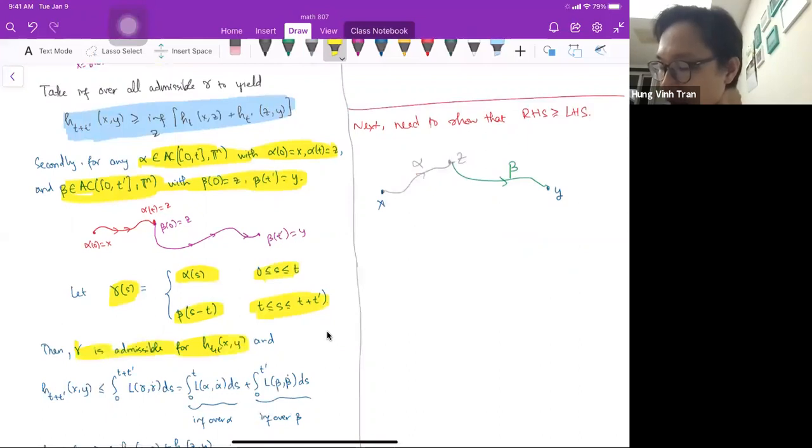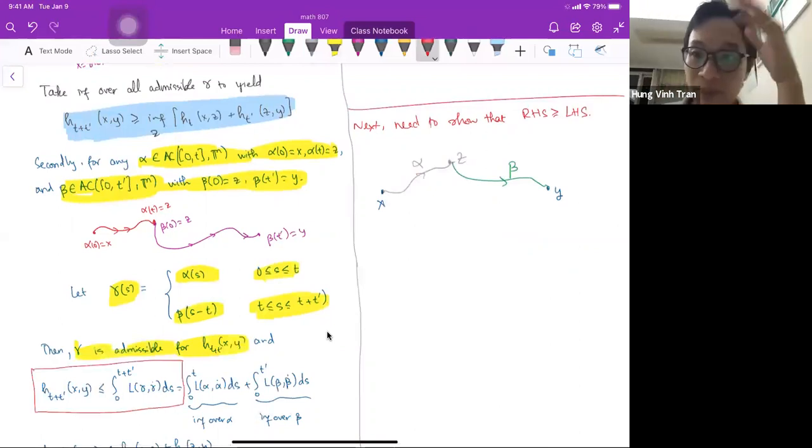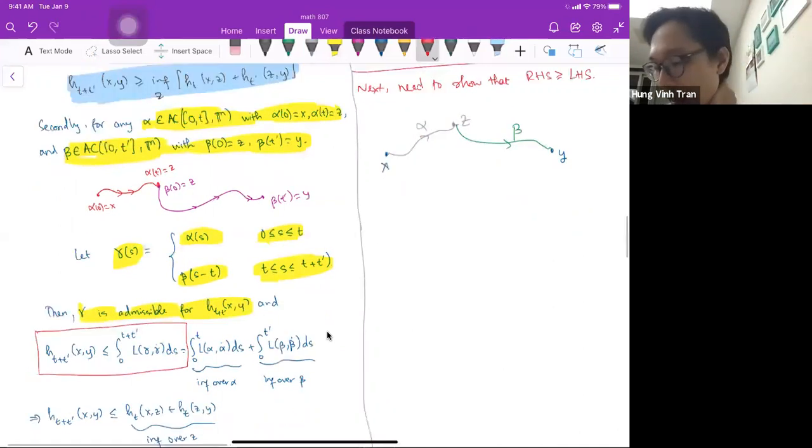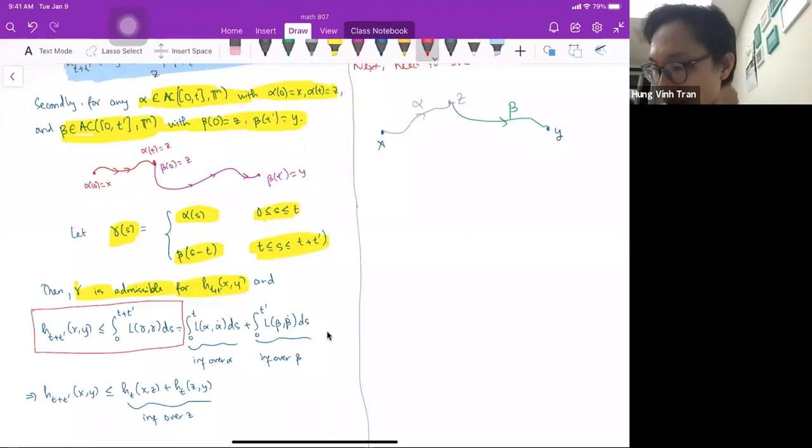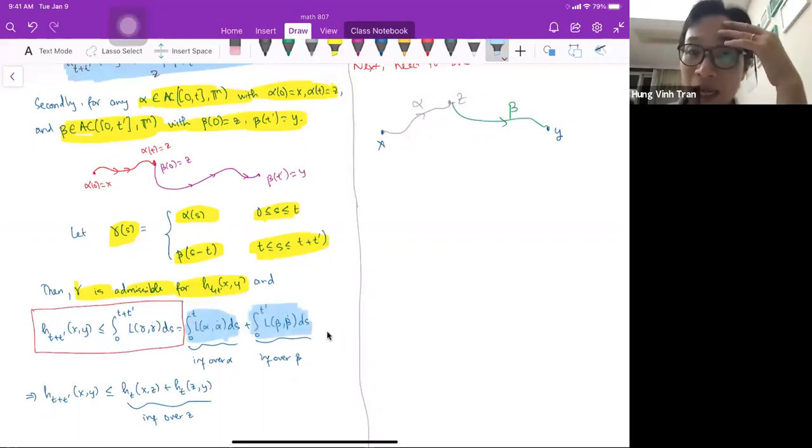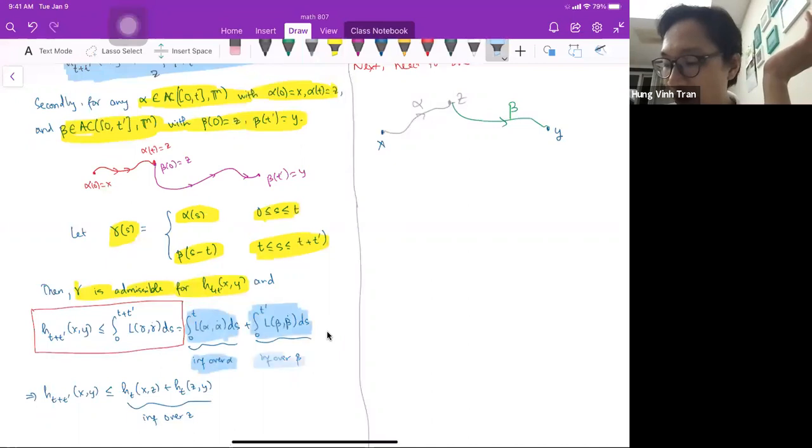When gamma is admissible, you imply right away that the first box I'm putting on the left panel, h_{t+t'}(x,y), is less than or equal to that specific integral, because gamma is an admissible curve. And by the definitions, we split it into two pieces. The first piece is the integral on alpha. The second piece is the integral on beta. Because alpha and beta are selected independently, they do not depend on each other, so you can take the infimum over alpha and the infimum over beta independently. Again, z is a point that is already given to us.